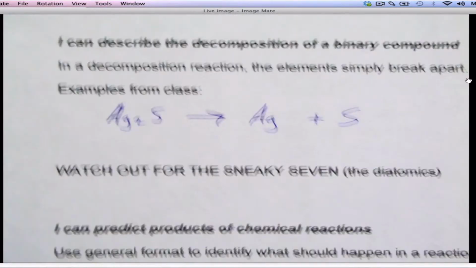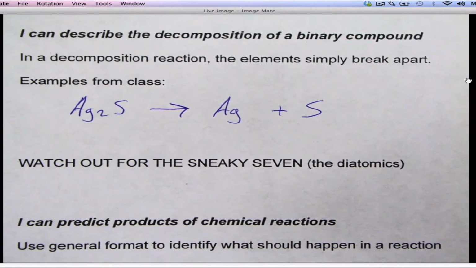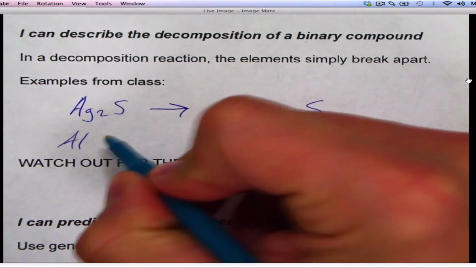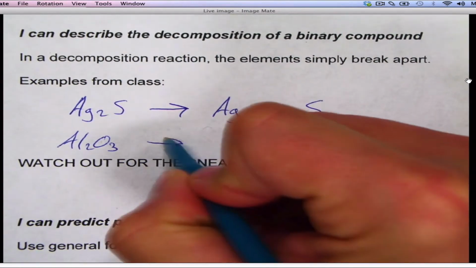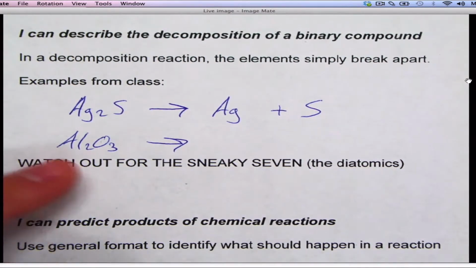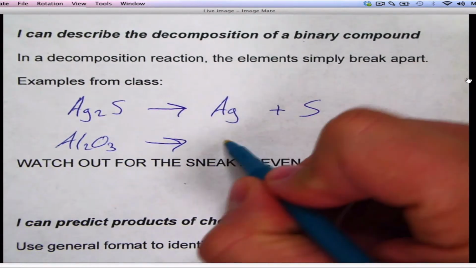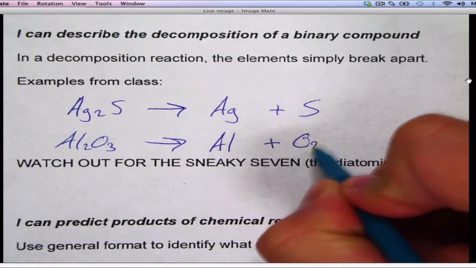So let's try another one. Again, all you're doing is breaking it apart. Let's talk about this one. Aluminum and aluminum oxide. Well, what's going to happen? Well, I know it's going to break apart because it's decomposing. It's got a binary compound. The only thing it can do is break apart. So now I have aluminum, and now I have O2.